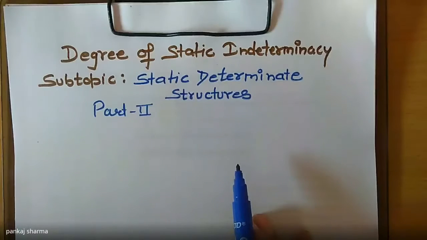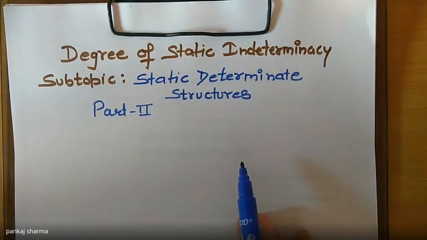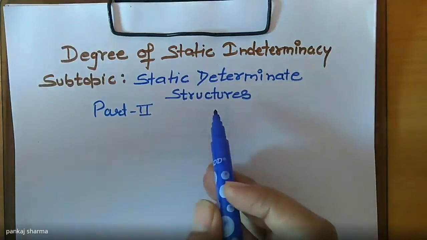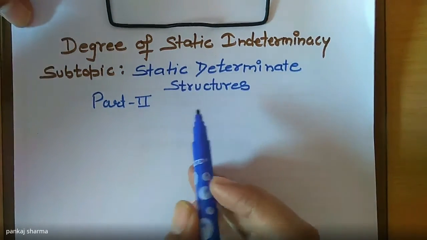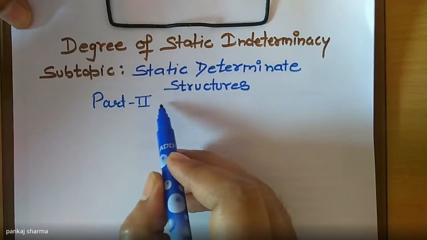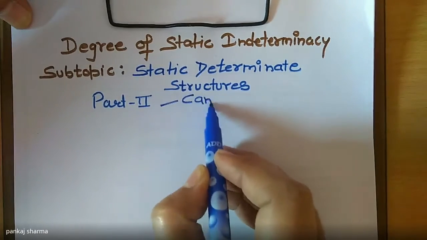Now, in continuation with lecture part 1, the degree of static indeterminacy. Now, I am discussing the statically determinate structures. In part 1, we discussed a statically determinate structure example for a cantilever beam.